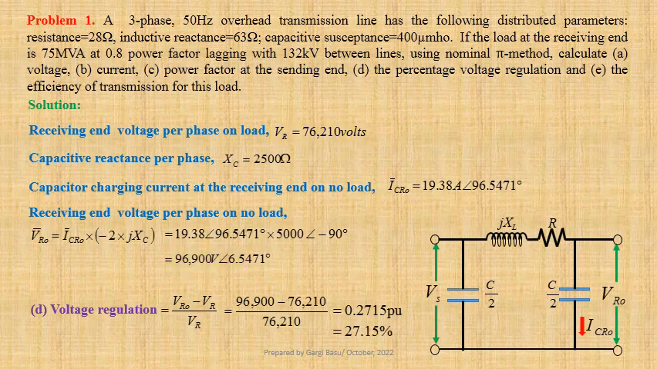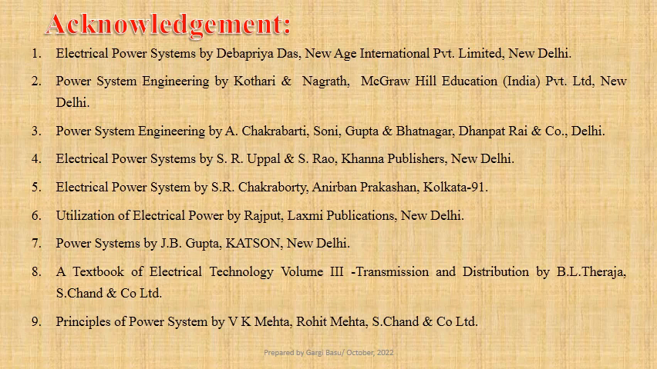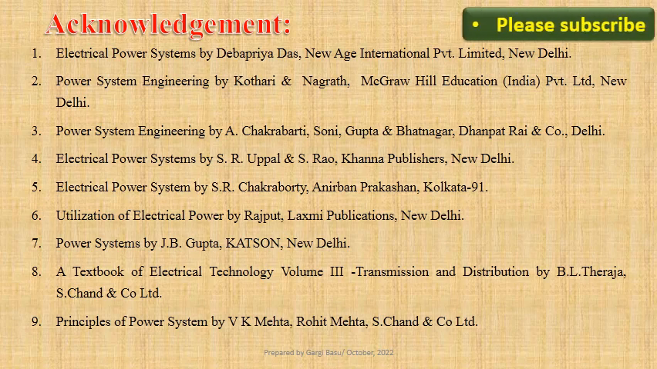So today we have solved one numerical problem on three-phase medium length transmission line. By solving this problem, we have learned how to compute voltage regulation and efficiency of transmission of a three-phase medium length transmission line using its nominal pi equivalent circuit when load details and values of transmission line parameters are given.